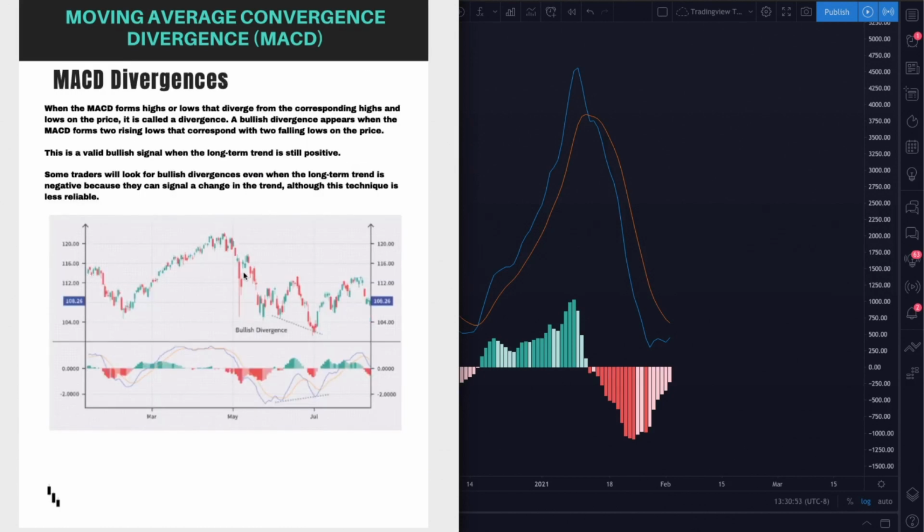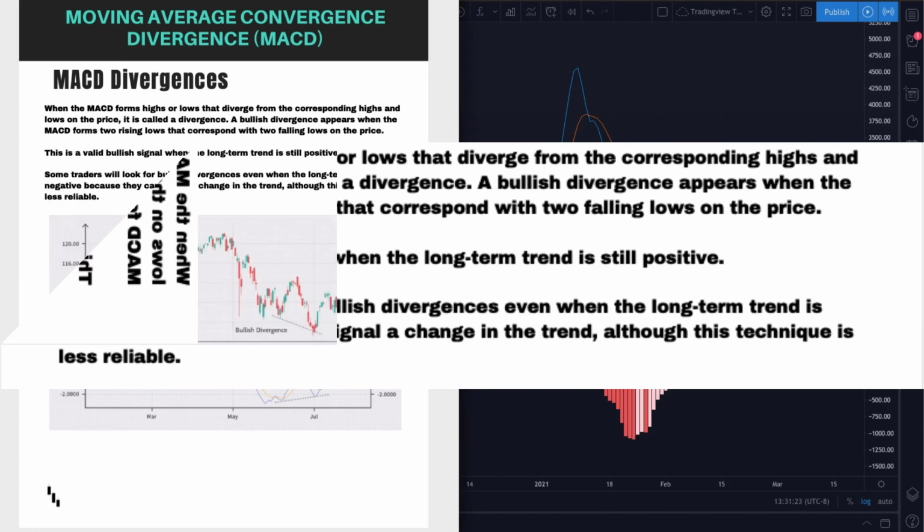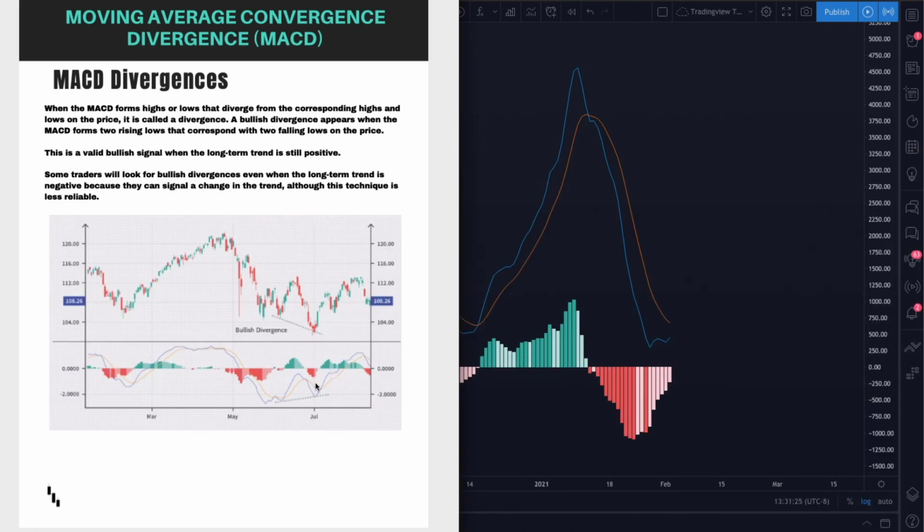So divergences on the MACD are very important, and when the MACD forms highs or lows that diverge from the corresponding highs and lows on the price, it is called divergence. A bullish divergence appears when the MACD forms two rising lows that correspond with two falling lows on the price. This is a valid bullish signal when the long-term trend is still positive. Now, some traders will try to look for bullish divergences even when the long-term trend is negative, because they can signal a change in trend, although this technique is less reliable and will produce more false signals.